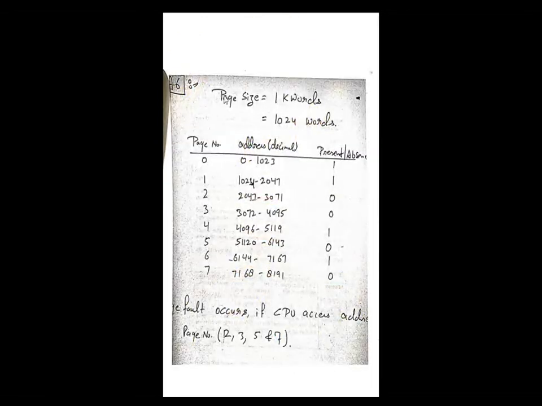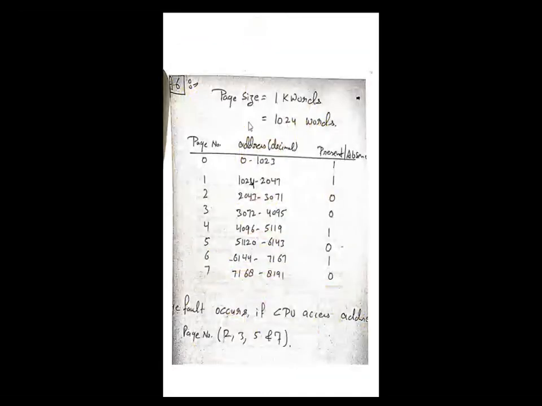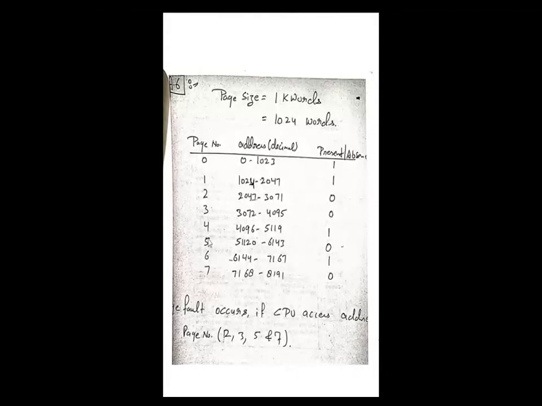Okay. So now you see page size, as I have already told you, is 1 kilowords, meaning 1024 words. Size is given as 1 kilowords, which is equivalent to 1024 words. So in total you have 8 pages. He has already given that in the question. Okay, 8 pages already given in the question. So I write pages from 0 to 7.